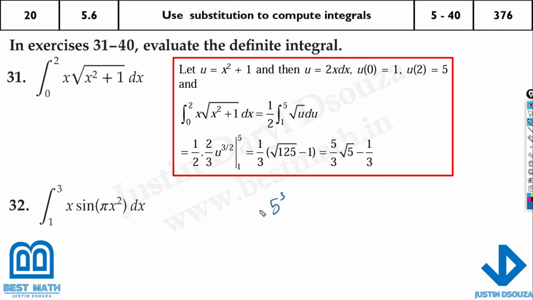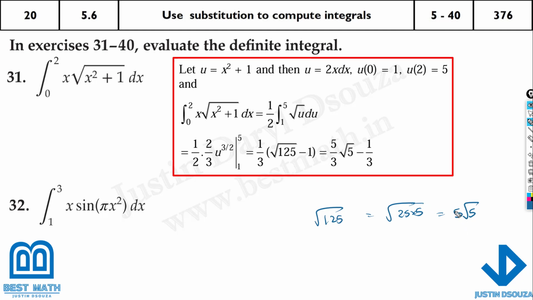So 5 to the power 3, and it's a square root. So 5 to the power 3 is 125. That's why we have 125. And 1 raised to anything is 1. And we had 1/3 outside. And then what happened over here is the root of 125 can be written as 25 times 5, and 25 is a perfect square. You can write this as 5 root 5. If you put square root 125, I'm not sure in your calculators generally you get this form. You might get a decimal or this radical form as well.